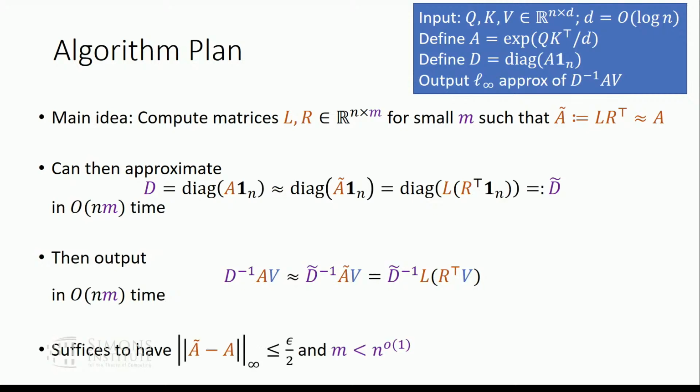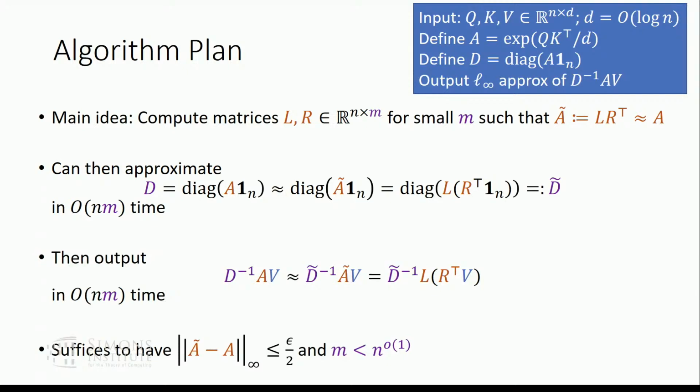And I'll spare you some calculations, but it suffices to have A tilde be an approximation of A, where each entry has to be at most epsilon over 2 away from what it's supposed to be. And then you get two error propagations, one from A tilde, one from D tilde, and the whole thing will still be within epsilon of what you're trying to output at the end. And we need m to be n to the little o of 1 so that this algorithm runs in time n to the 1 plus little o of 1. So this is the plan.